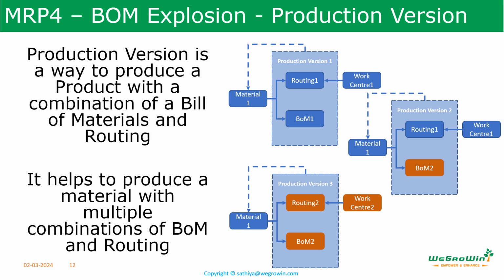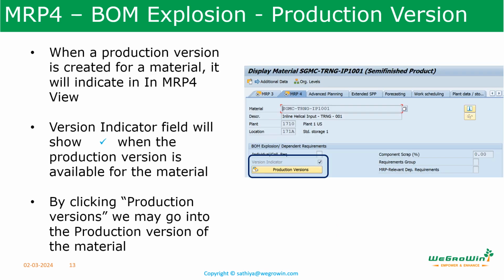When a production version is created, how do you know? We can see this from the material master itself in the MRP4 view. The version indicator will show whether the version is created or not. It will show a tick mark there. And by clicking the production version button, we can go into the production version itself. We can see the details, whether it is valid or not and the validity date. All these things we can see. We'll discuss production version in detail when we go to the master data discussion, like bill of material and production version.